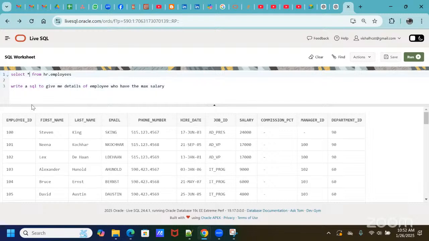If I want this, how can I do it? Either I can do it like select star from employees where salary equals, you write here, suppose, select maximum salary from employees. Or you can use the analytical function. Suppose this table name is H. I'm writing here H dot star. If I write here the max salary function, my query will give me an error. Let's see this.